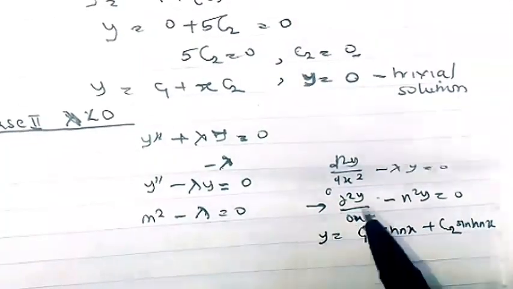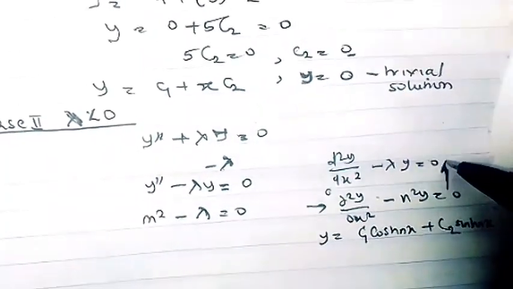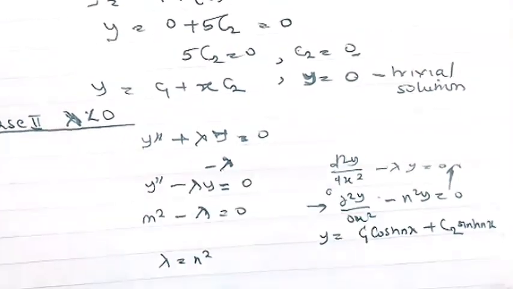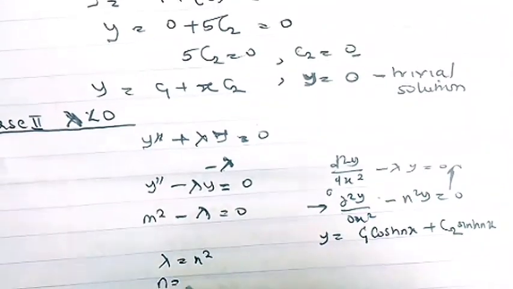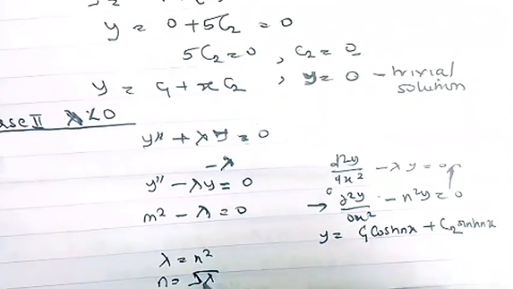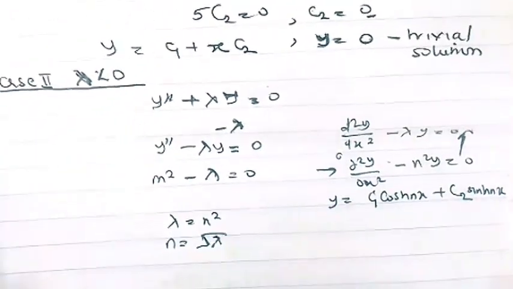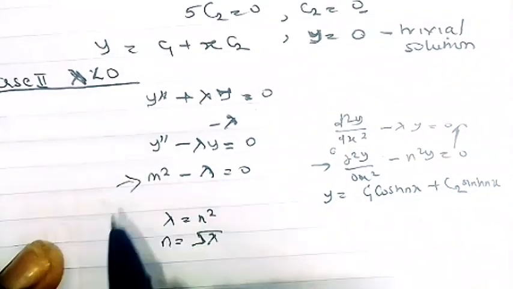So if I compare this to my equation right here, my lambda is equal to n squared, right? Which makes n equal to the square root of lambda, right? So now let's move on. Let's continue back with the equation.